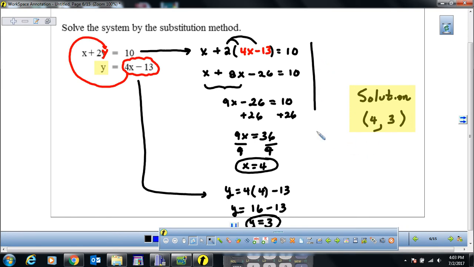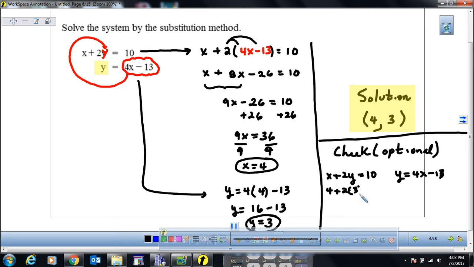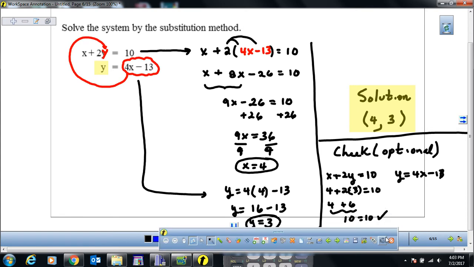And just like I mentioned to you, you can always go back and check your solution, but this is optional. If you want to check the solution, you can go ahead and substitute that solution back into both the first equation and the second equation and see if that gives you a true statement. That's basically what I need to do. So I will put x, which is 4, plus 2 times y, which is 3, equals 10. So that gives me 4 plus 6, and 4 plus 6 gives me 10, so 10 equals 10. That is a true statement.